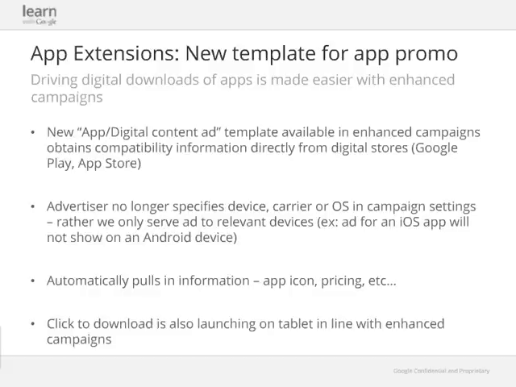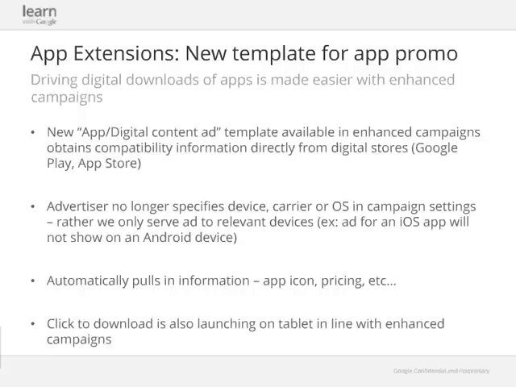And the big thing is there's a lot of bling here, right? There's a lot of stuff that gets pulled in automatically. You have your app icon, your pricing, and depending on the app, user rating. Sometimes the user rating might even show in the app itself. But again, all this depends. All this is available now in this new ad promotion format. And the good thing is, click to download, a big request for many of our advertisers, is also launching on tablet in line with Enhanced Campaigns.